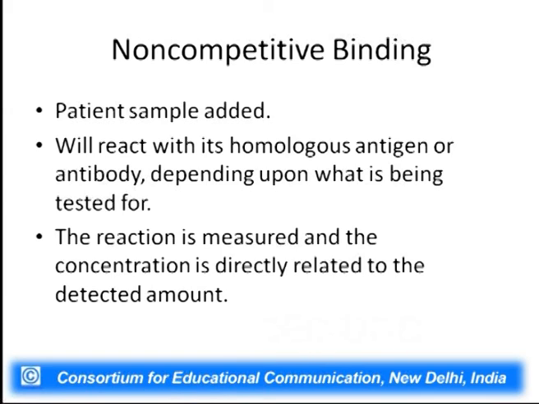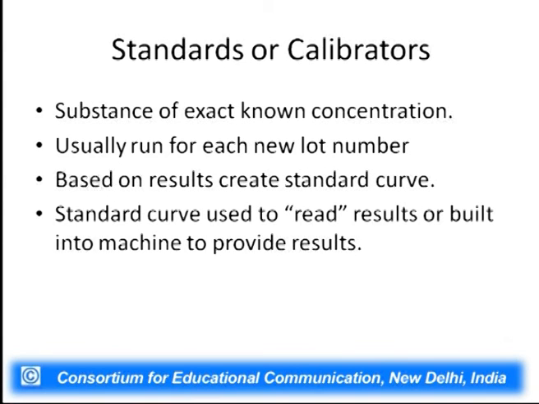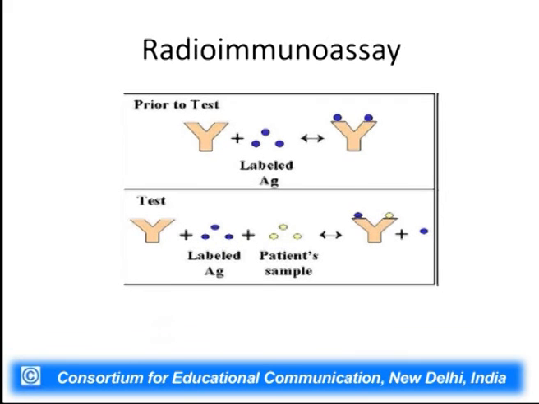In a non-competitive binding, you take the antigen and antibody, and depending on what is being tested, I can directly measure the detection. What is the standard? When I say there is a substance whose concentration you know, that will form a standard. And we run it from a low to a higher level so that we can create a standard curve at all levels. So, what have I taken?